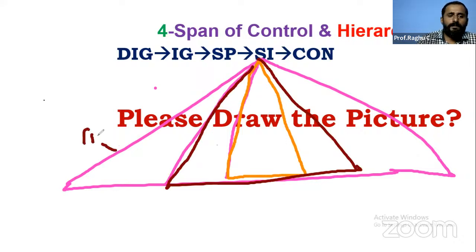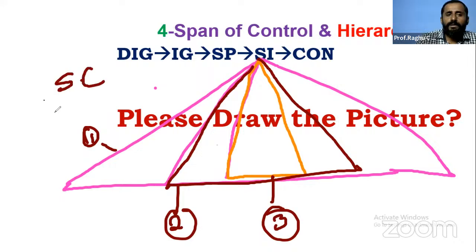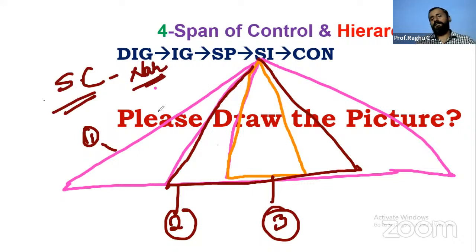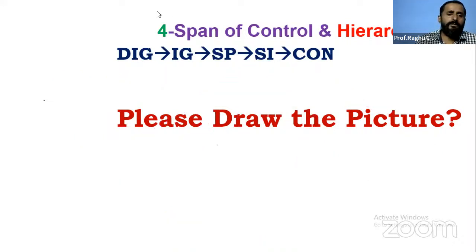So this is pyramid number 1, this is 2, and this is 3. Now, please tell me, in which pyramid will the span of control be narrow? Please do answer this. This is a structure of the organization. In which organization will the span of control be narrow? Very good, you have understood the concept. So when it is narrow, the organization will be taller, and to a greater extent, it will be flatter.